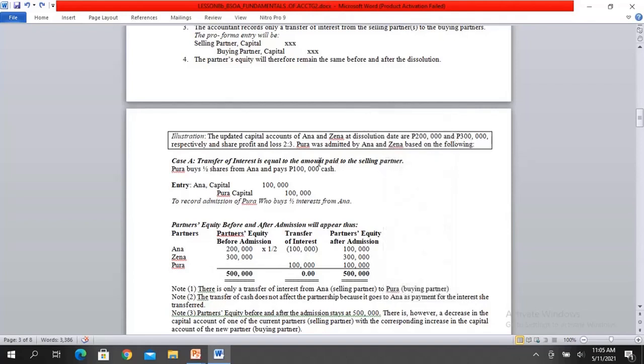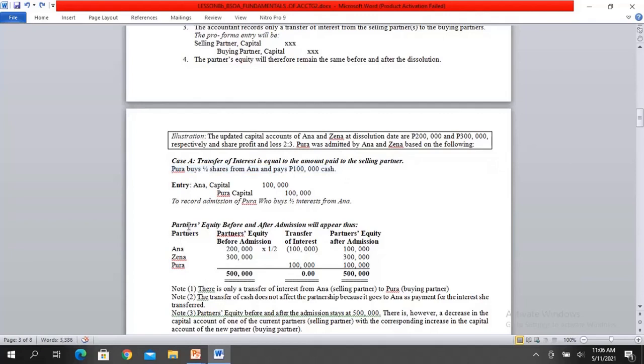So, let's take a look at the first case. Case A, transfer of interest is equal to the amount paid to the selling partner. So, ibig sabihin, ang amount na binayaran ni Pura is equal to the amount na interest na transfer sa kanya. Example, Pura buys 1/2 share from Anna and pays 100,000 cash. So, binili ni Pura yung 1/2 ng capital account ni Anna, binayaran yun ng 100,000.